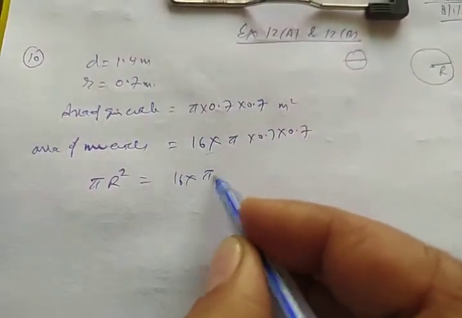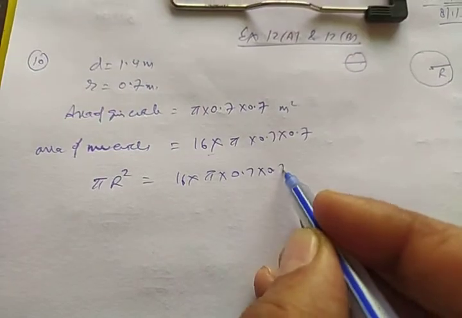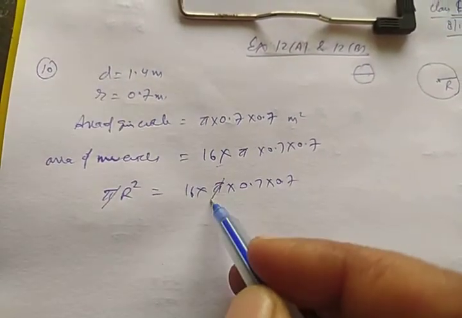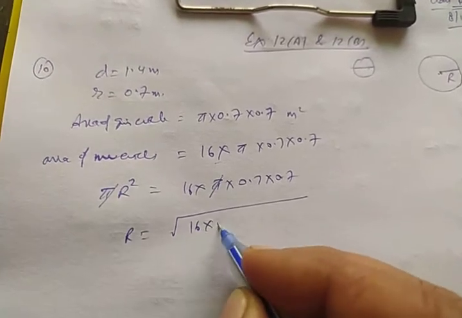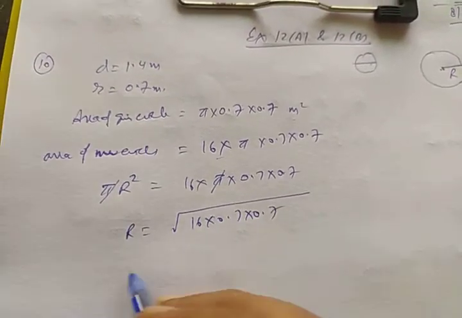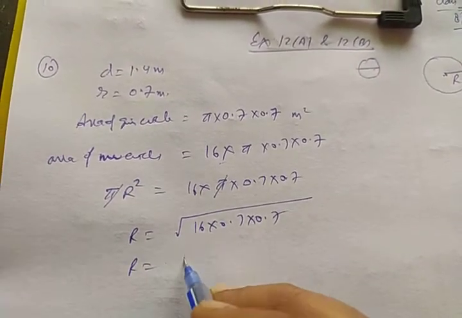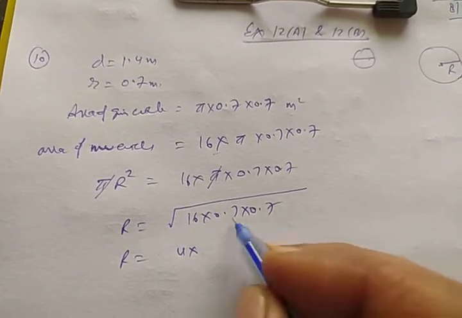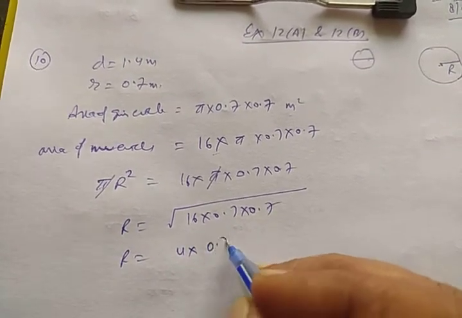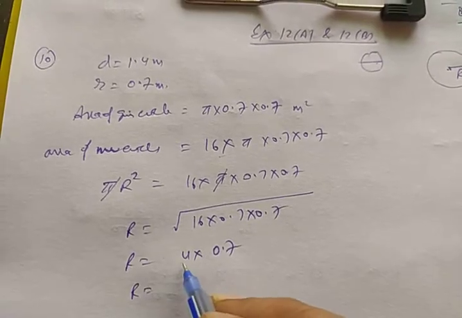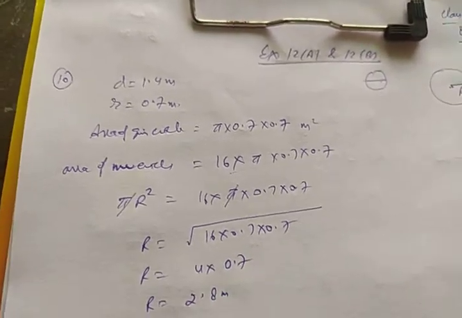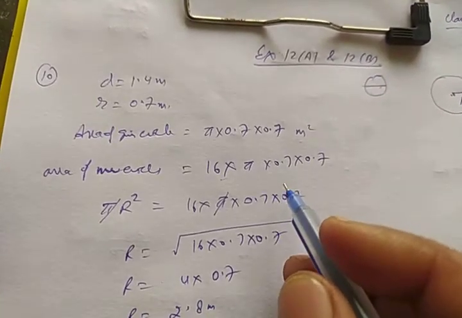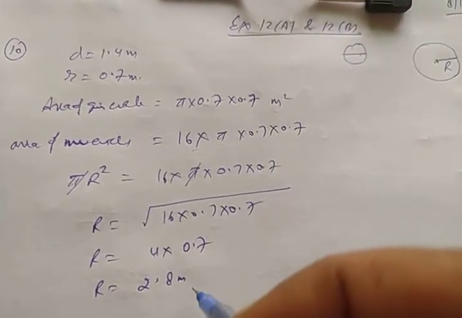Then 16 into pi into 0.7 into 0.7, pi will be cancelled and R will be equal to under root 16 into 0.7 into 0.7. It is 4 fours are 16, and there are 2 times 0.7, then 1 times 0.7 looking here. R is equal to 4 sevens are 28, 2.8 meter. Meter or centimeter, what is the unit? You will take the same.